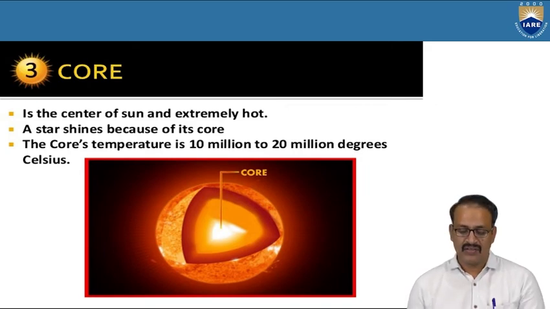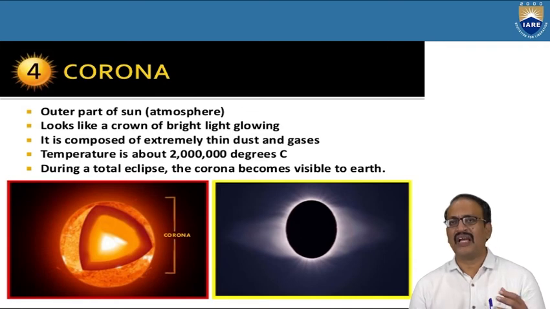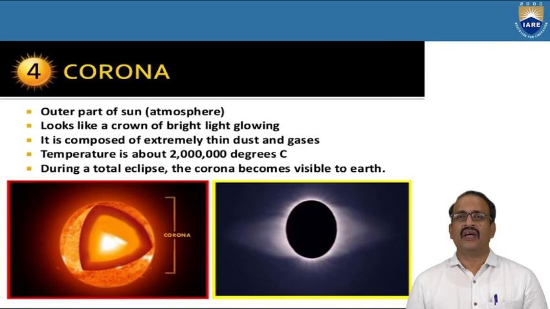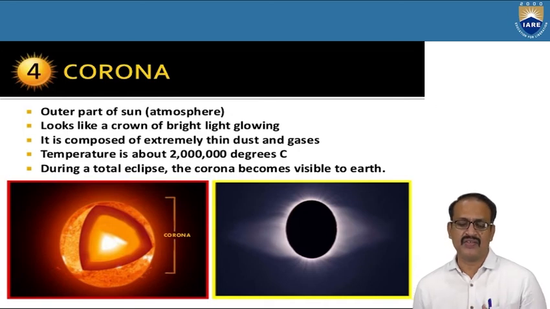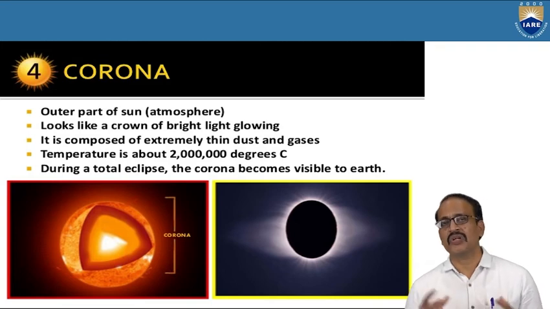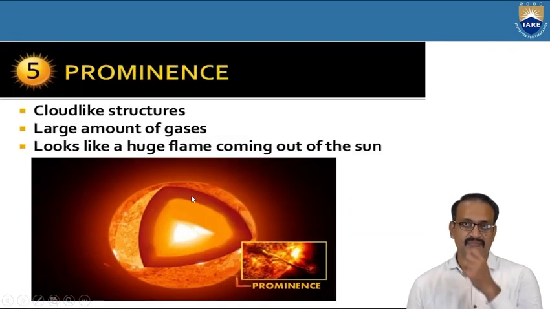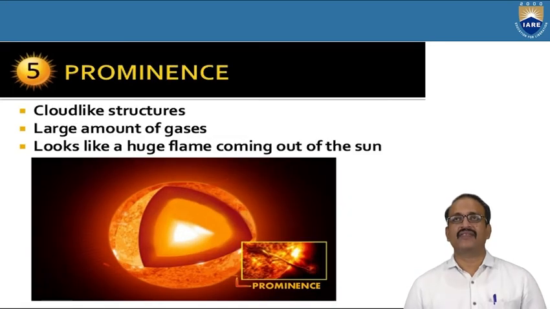Okay. The corona actually surrounds the sun. We cannot see it normally, but we can see it during eclipse times. You can see it during a total eclipse. It will be like a crown. We can see it from the earth also during the eclipse times. And the prominence.